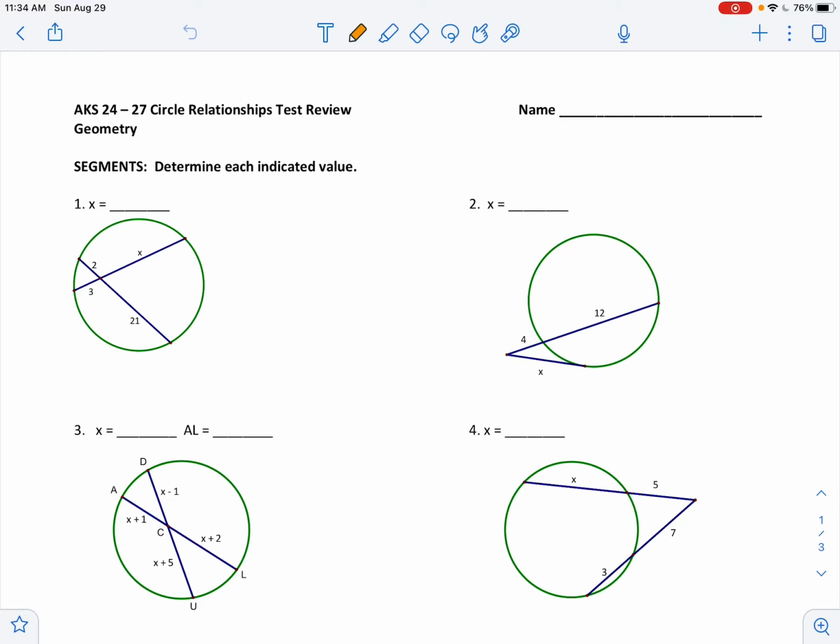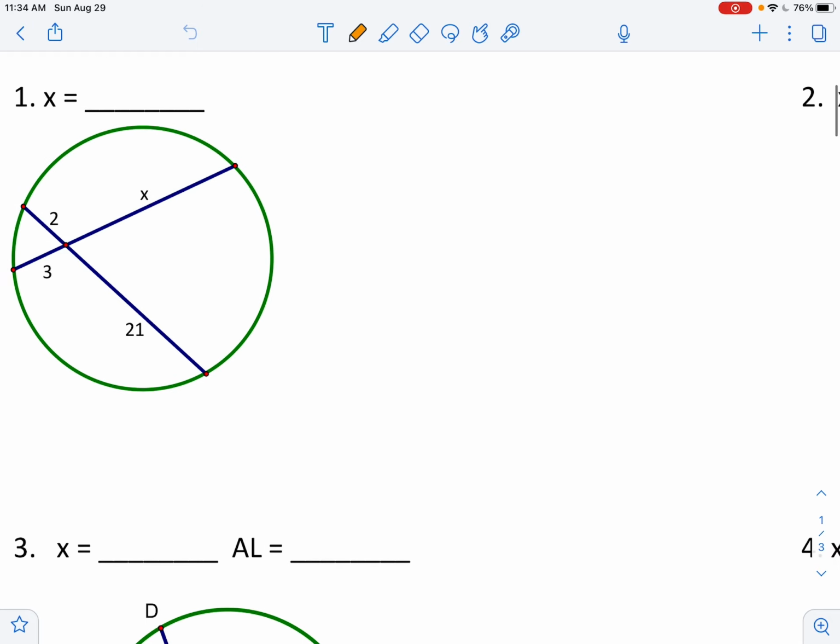All right, I'm going to start going over this test review with the segments section. So remember with segments, what's important is that we need to classify the types of segments so that we know which equation to use. So in this example here, I have two segments, this one and this one. And notice both of them are inside of the circle. Those are what we call chords. So this is an example of two chords.